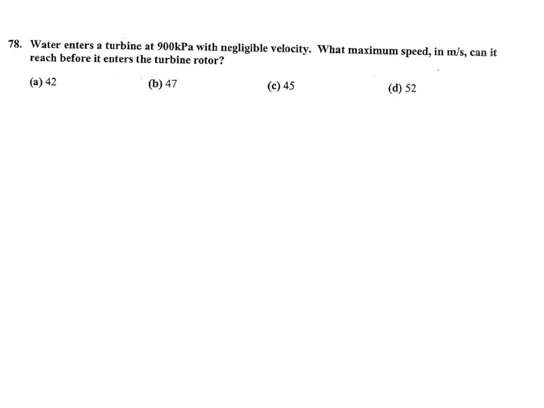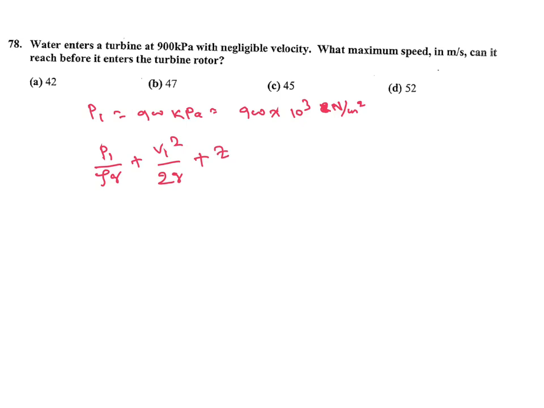Water enters a turbine at 900 kilopascal with negligible velocity. What maximum speed in meter per second can it reach before it enters the turbine rotor? So Bernoulli's equation will apply here. P1 given 900 kilopascal. So 900 into 10 to the power 3, newton per meter square. P1 by rho g plus V1 square by 2g plus Z1 equal to P2 by rho g plus V2 square by 2g plus Z2.